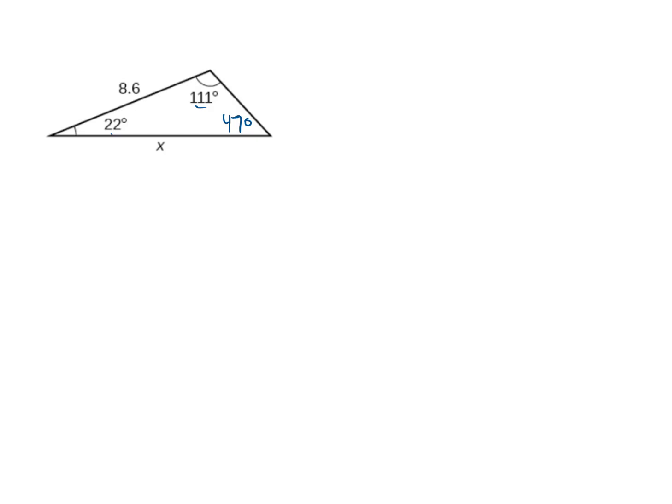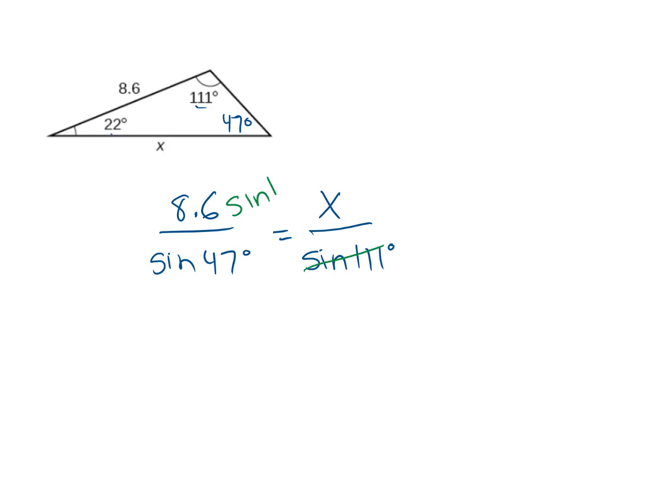And now I do have the side 8.6 and the angle opposite at 47. So I'm going to set up the law of sines, and I'm going to use the 8.6 over the sine of the angle opposite that, which is 47 degrees, and that's going to equal x over the sine of the angle opposite x, and that's 111 degrees. Now I can multiply by the sine of 111 and get it on the other side, so now x is alone.